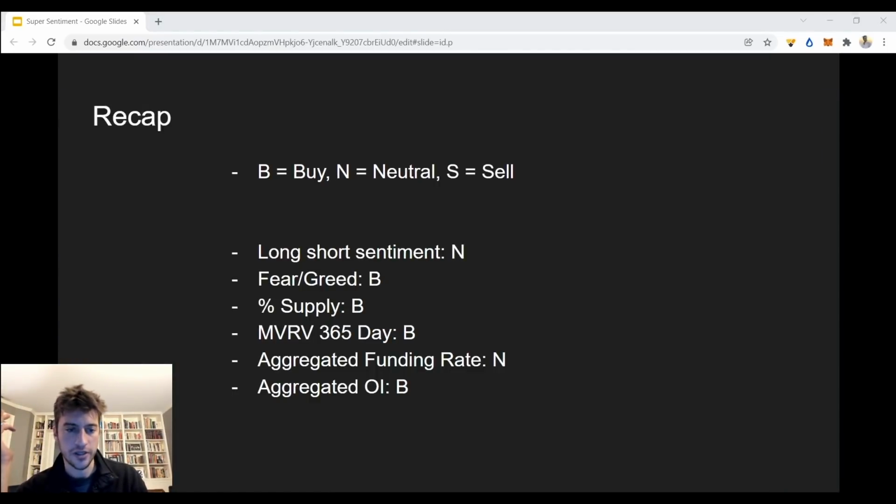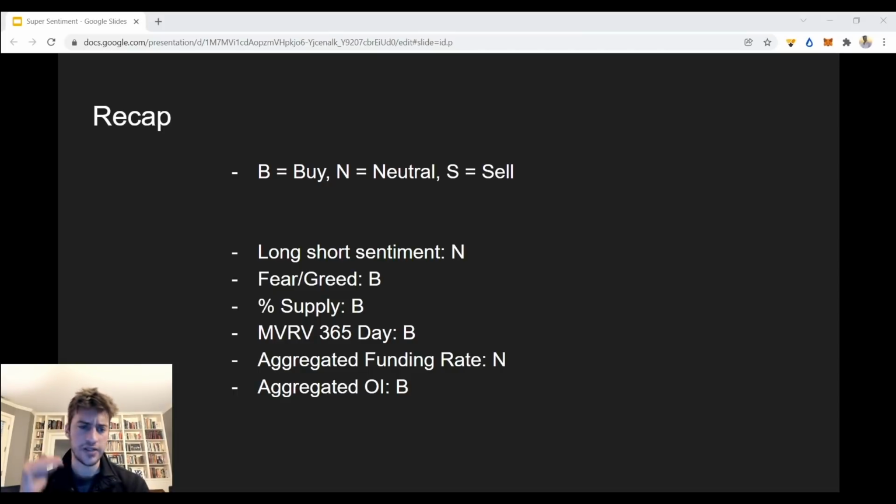Fear greed is bullish because it's quite low. It's below 0.5, and when fear greed is below 0.5, it's typically better to buy. When it's above 0.5, it's typically better to sell. Percent supply is really low on exchanges, which is amazing. That's a buy for me. The MVRV is showing that most people are actually losing money, which is really good, and that's typically bullish.